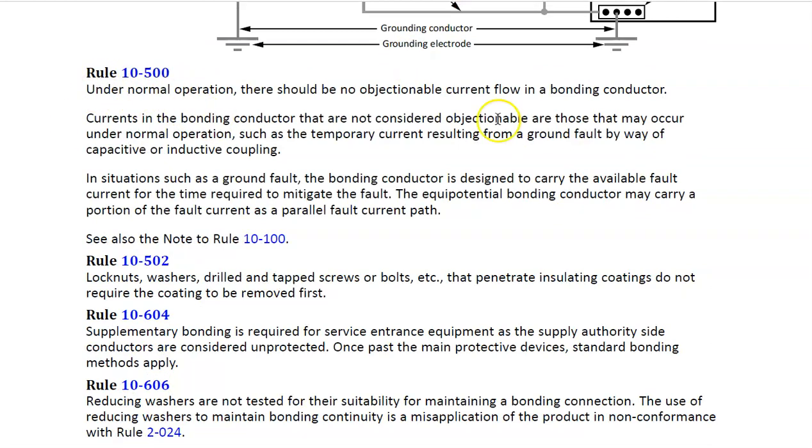It states, under normal operation, there should be no objectionable current flow in a bonding conductor. But currents in the bonding conductor that are not considered objectionable are those that may occur under normal operation, such as the temporary current resulting from a ground fault. So if we do have a fault, like what we were shown inside of there, that was a ground fault. In those situations, the bonding conductor is designed to carry the available fault current for the time required to mitigate the faults. And the equipotential bonding conductor may carry a portion of the fault current as a parallel fault path. Sometimes, the other components that we have will also heat up. But it's not considered to be objectionable because it's during the fault, and we're going to clear that fault itself.